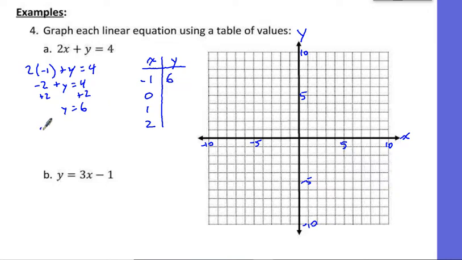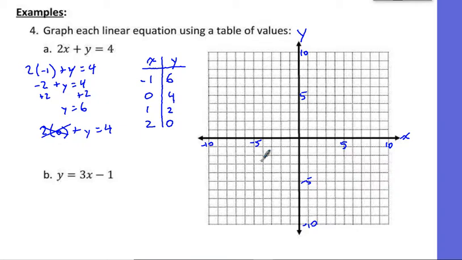0. 2 times 0 plus y equals 4. Whoops. Got ahead of myself there. 2 times 0 is 0, so that's gone. And we have just y equals 4. As you continue to do the algebra, you will find that when you substitute 1 in, you will get 2, and when you substitute 2 in for x, y will be 0.